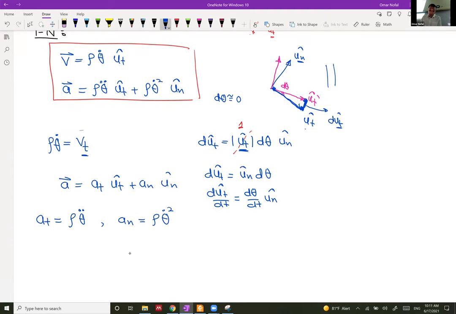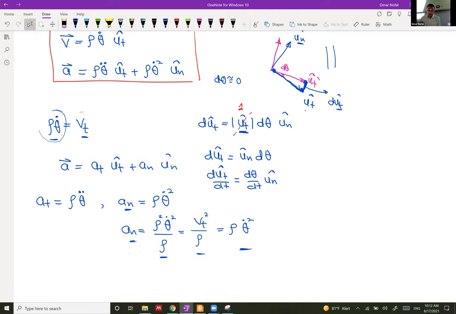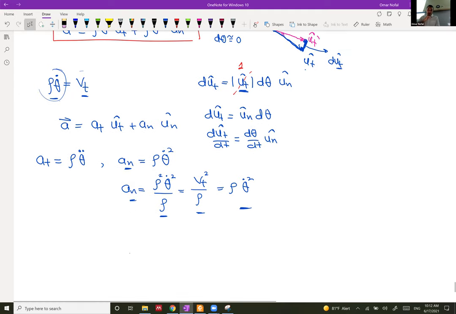We can write the normal acceleration in different forms. We might say that the normal will be equal to rho square theta dot square over rho. If you square this term, it will give you the V tangent square, so we can say that this will be equal to V tangent square over rho. Either of them could work, or you can use the regular one, rho theta dot square. So these are the values of the normal acceleration.